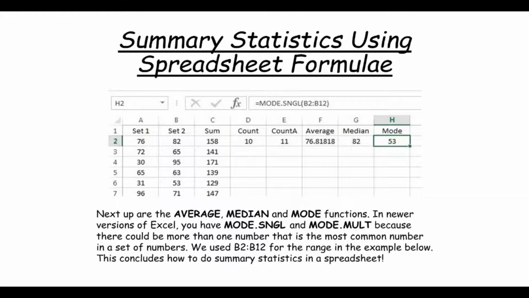Next up are the average, median and mode functions. In newer versions of Excel, you have MODE.SNGL and MODE.MULT, because there could be more than one number that is the most common number in a set of numbers. We used B2 to B12 for the range in the example below. This concludes how to do summary statistics in a spreadsheet.